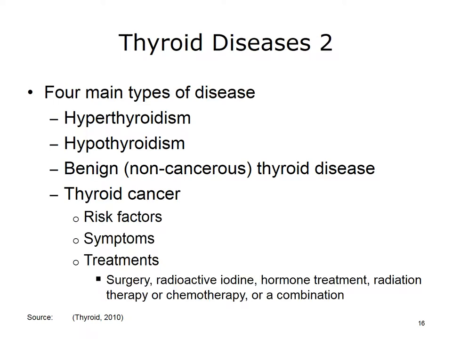The risk factors for thyroid cancer include being between 25 and 65, being a woman, being Asian, having a family member who has had thyroid disease, and having radiation treatment to your head and neck. Symptoms include a lump or swelling in your neck. Tests can be ordered to see if you have cancer. Treatment, depending on the type and how far the cancer has spread, might include surgery, radioactive iodine, hormone treatment, radiation therapy, or chemotherapy. Some patients receive a combination of treatments.